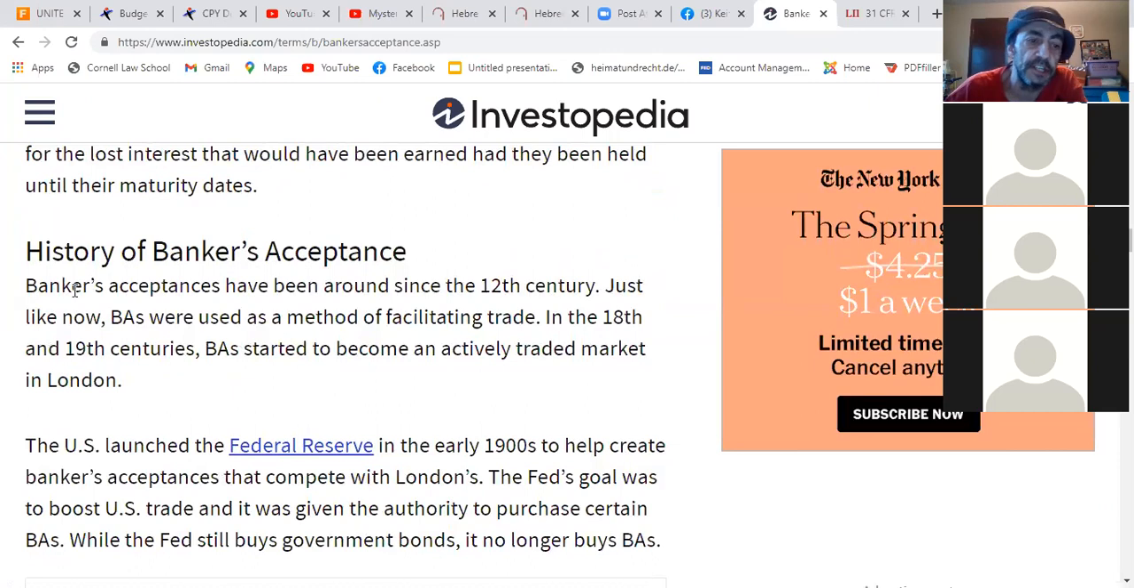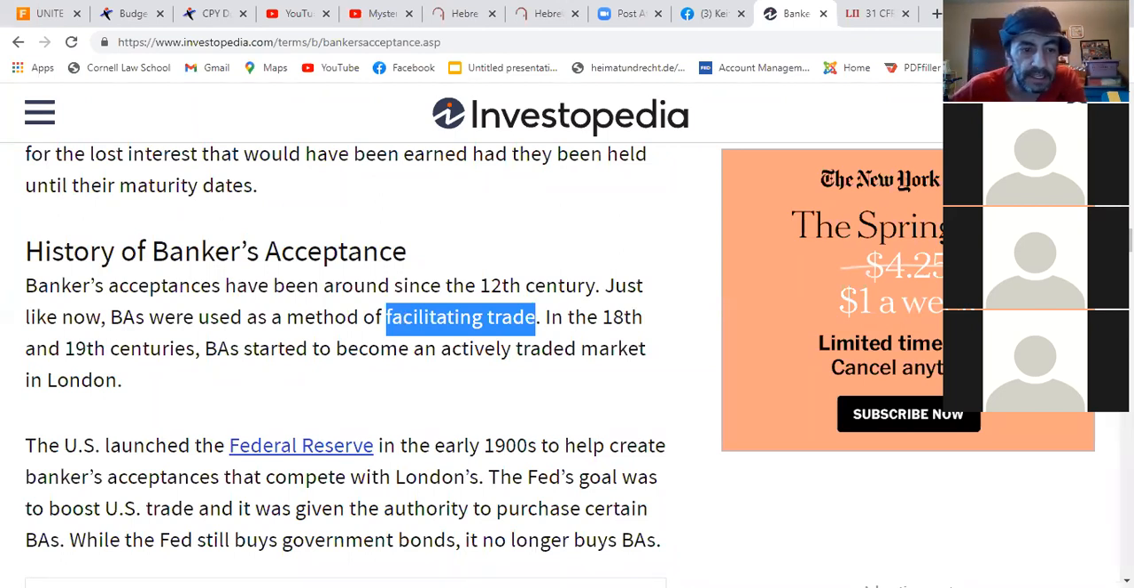History of bankers' acceptances: they have been around since the 12th century. What happened in the 12th century, folks? Just like now, bank acceptances were used as a method of facilitating trade. Facilitating trade. And they are telling you the truth. They are not telling you that it facilitated debt. It facilitated trade. In the 18th century, that's because on the document, you qualify it as an equal consideration, equal benefit, because it is a contract. It is a very valid contract.